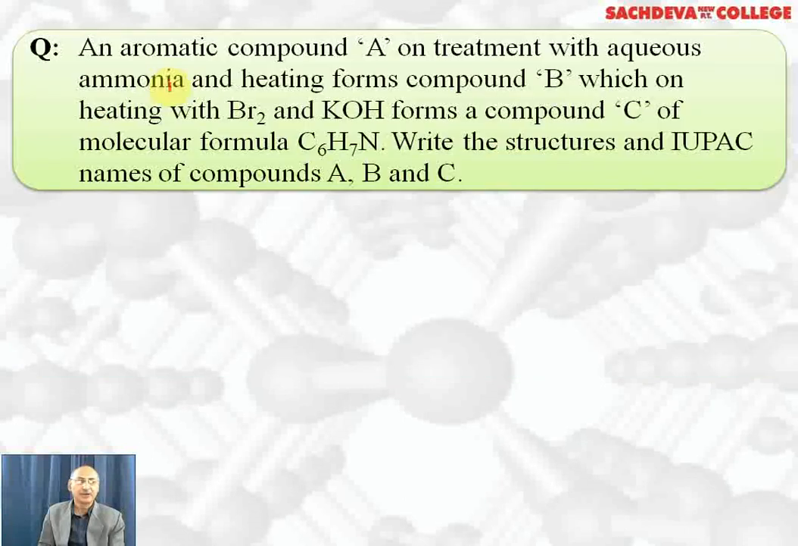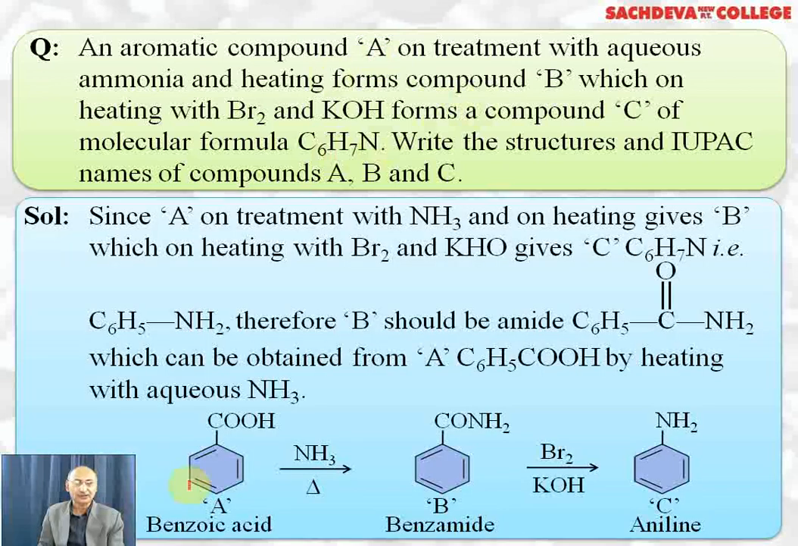para-hydroxyazobenzene. This is a problem based on organic compounds: aromatic compound A on treatment with aqueous ammonia and on heating forms B, which on heating with Br2 and KOH forms a compound C of molecular formula C6H7N. Write the structures and IUPAC names of the compounds. C6H7N is likely to be aniline. B is likely to be benzamide, and A is likely to be benzoic acid. Benzoic acid, when treated with ammonia, we get benzamide, which on reaction with Br2 and KOH gives aniline. That is the way of getting this reaction.